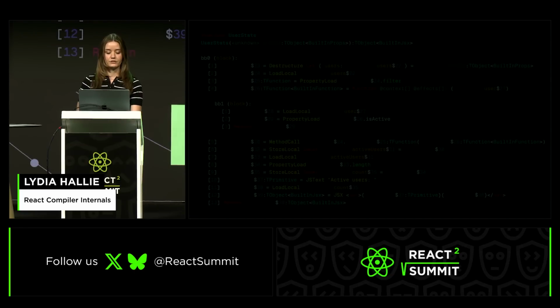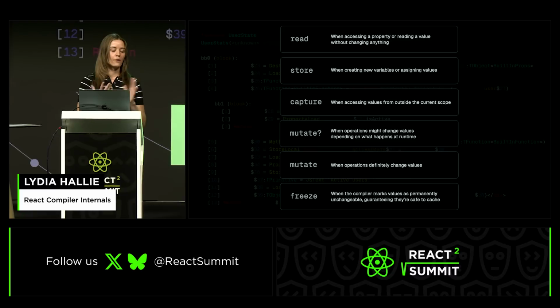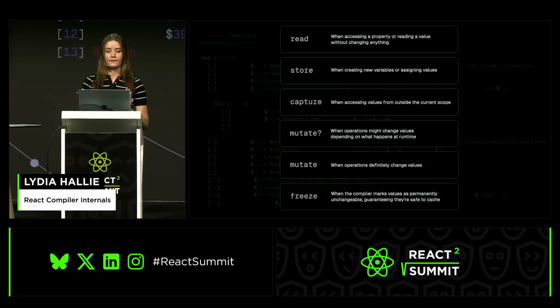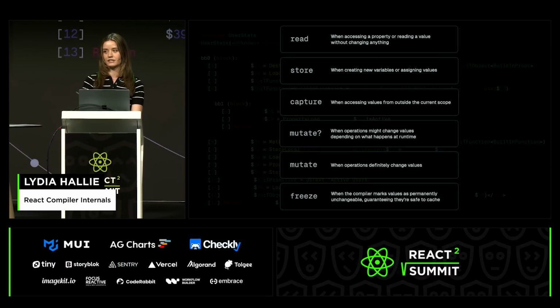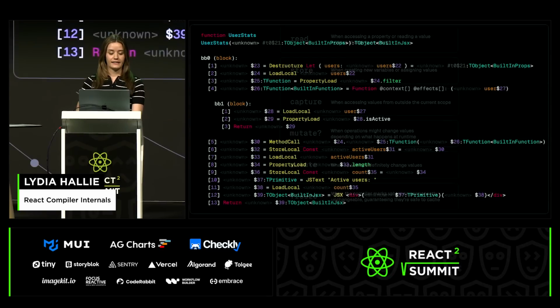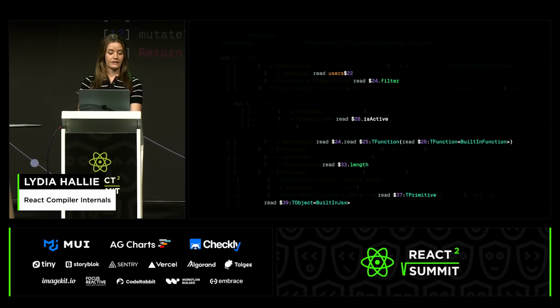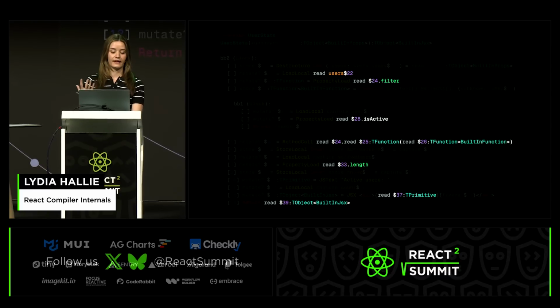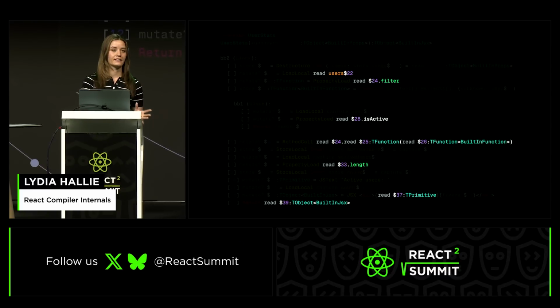And an effect just describes how an operation interacts with the data, whether it reads it, changes it, modifies it, and so on. And this is really important later on for memoization because the compiler needs to know which operations are safe to cache and which could break if they were cached incorrectly. So there are 6 types of effects. In our case, we first have some read effects, like accessing a method like filter or length. A read effect doesn't change anything about the code. So any read effect is perfectly safe for caching.